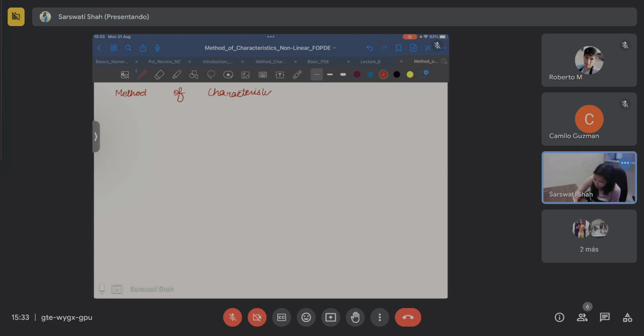So the method of characteristics for the fully nonlinear, but first order, equation. Rather than writing here, I just wanted to open my notes because there is something that I have written and I just wanted to explain. But before that, let's have a look at the fully nonlinear first order equation. This is the third topic of your chapter one.